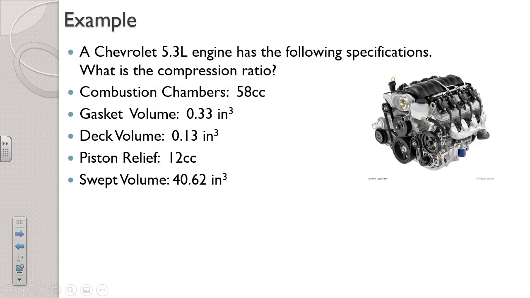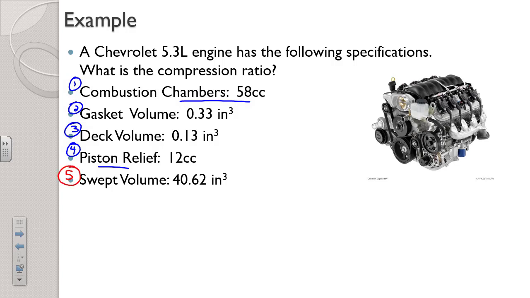Okay, a Chevy 5.3 liter, it's a common truck engine, has the following specs, and the question is, what is the compression ratio? So the combustion chambers, that is volume number 1. At the top of our cylinder, 58 cc's. Below that is our gasket, that's volume number 2. Below that is our deck, that's volume number 3. The piston relief, that's volume number 4. And then our final volume, the one that comes and goes, number 5 is our swept volume.